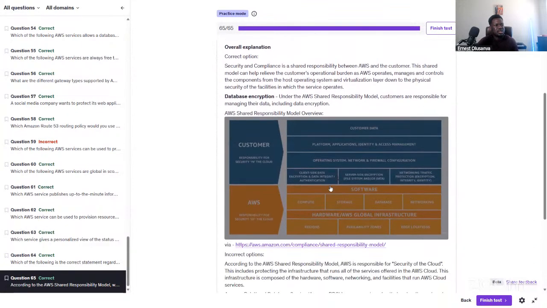Security, if you look at this chart, if you remember this diagram, security in the cloud, you can see that server-side encryption is mentioned there, especially when you're dealing with your data. Your data encryption is the customer's responsibility.